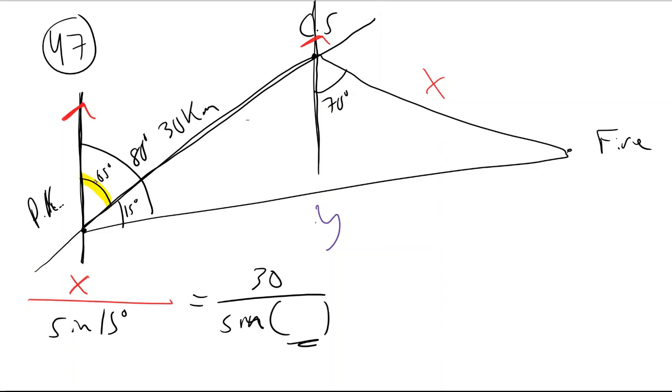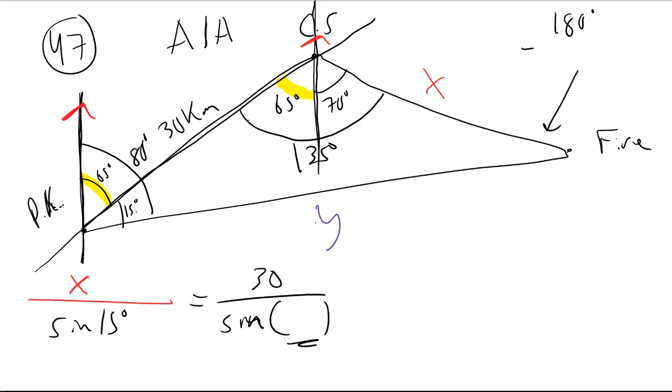So I look at this one and see it's in the top left, so it's going to alternate with the bottom right, and they're in the interior of the two parallel lines. So if this is 65, that is 65. And then if I know this whole angle is 135, and I know this is 15, I could subtract these two from 180, and then you get that this angle that the fire makes with the two stations is 30 degrees.